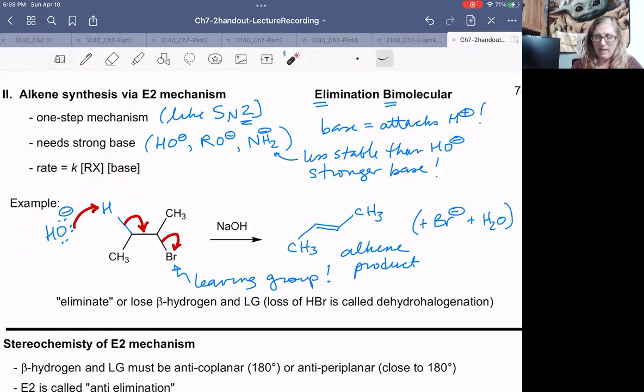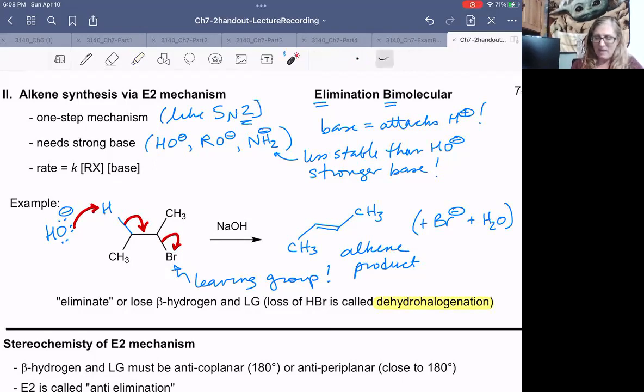Because we are eliminating a hydrogen and a leaving group. So the loss of HBr overall, right? We're losing this hydrogen, we're losing this leaving group. The loss of HBr is called dehydrohalogenation. Sometimes you'll hear the E2 mechanism described as dehydrohalogenation.